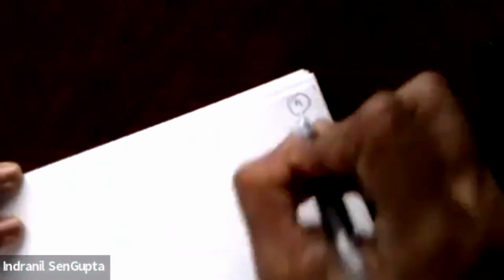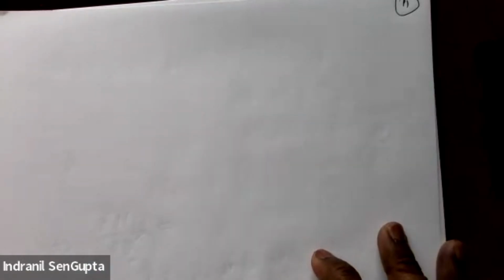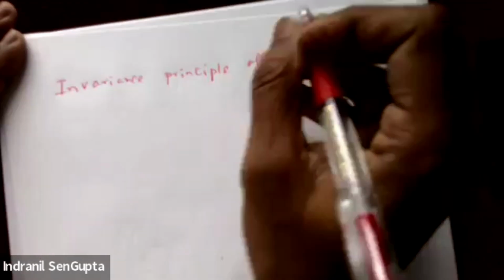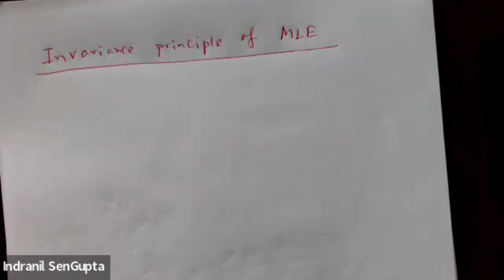Now let's mention one of the very important results for the maximum likelihood estimator, which is called the invariance principle for MLE. So I'll write this here. So it's called the invariance principle of MLE. Okay, it goes like this.